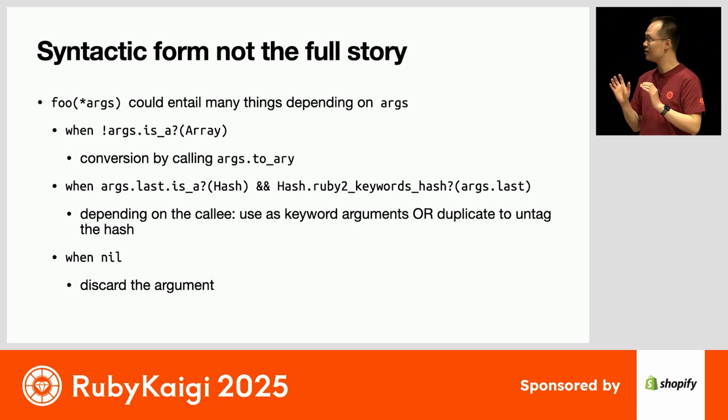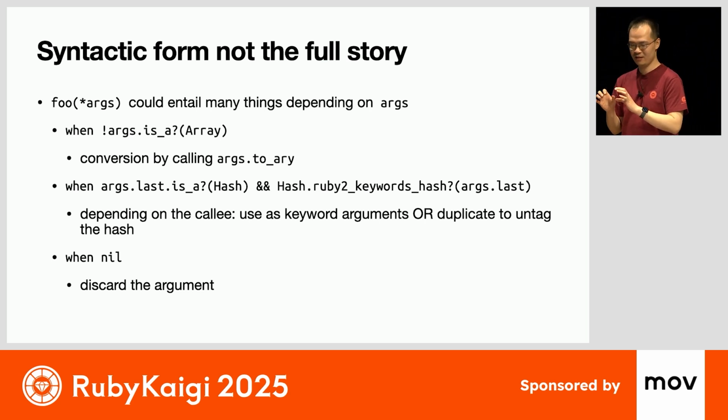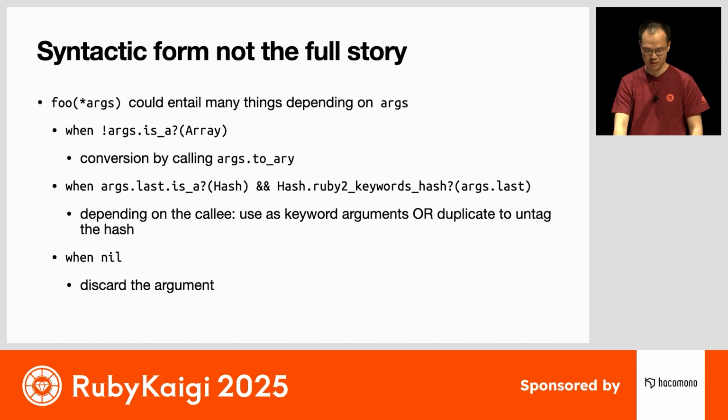I picked splat, so star args, here, because there's a lot in there. When args is an array, there's a whole conversion protocol that happens that sometimes involves calling into a separate method. So it's like you get 2 for 1 when you call a method. Also, what's inside of args also matters, because sometimes you need to check the last element in the array you're splatting, just in case it's a Ruby2 keywords hash that turns into keyword arguments.